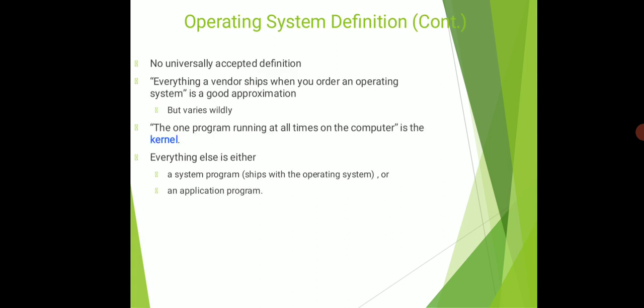Next one is operating system definition. Here there is no universally accepted definition. Everything a vendor ships when you order an OS is a good approximation, but it varies widely. The one program running at all times on the computer is the kernel. Very, very important. Everything else is either a system program or an application program.